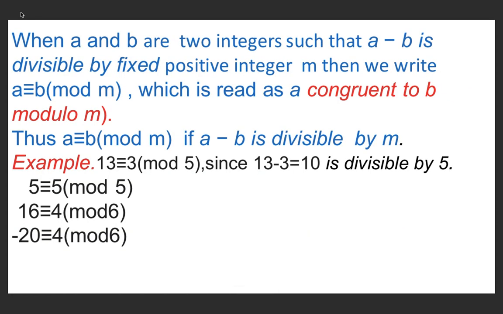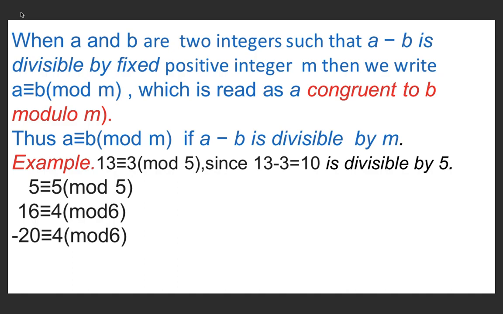When a and b are fixed integers such that a minus b is divisible by a fixed integer m, then we write a is congruent to b mod m. Thus, a is congruent to b mod m if a minus b is divisible by m. For example, 13 is congruent to 3 mod 5, because 13 minus 3 is 10 and 10 is divisible by 5. 5 is congruent to 5 mod 5, because 5 minus 5 is 0 and 0 is divisible by 5.